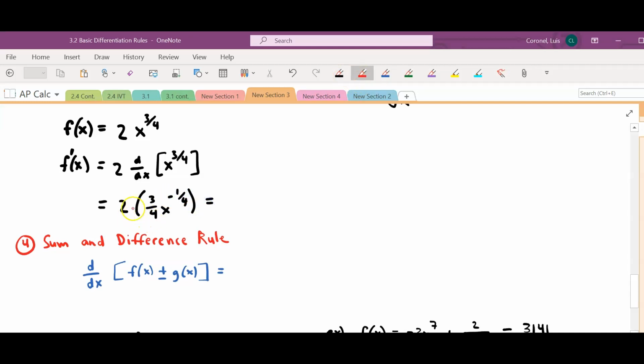You could simplify these guys. You get 1/2. So you end up with 3x to the negative 1/4 all over 2. And you could put that negative power on the bottom, and you get x to the 1/4. That's supposed to be a 4. And you could rewrite that with a root, so the 4th root of x.